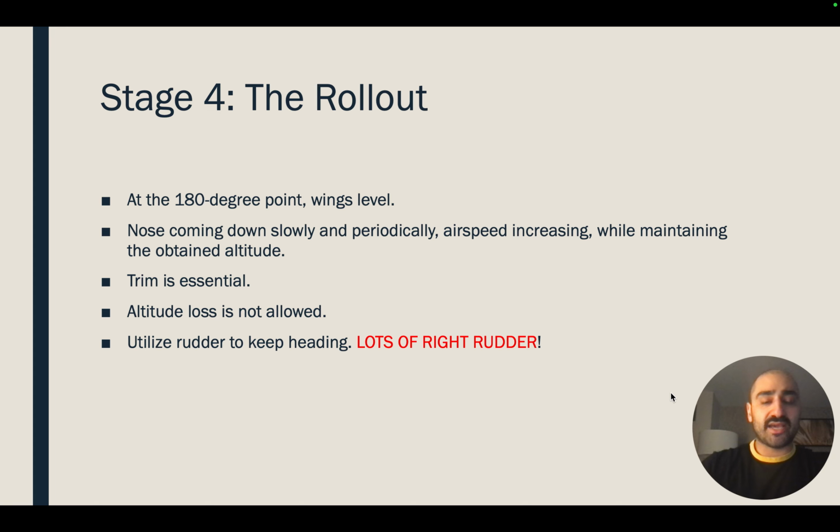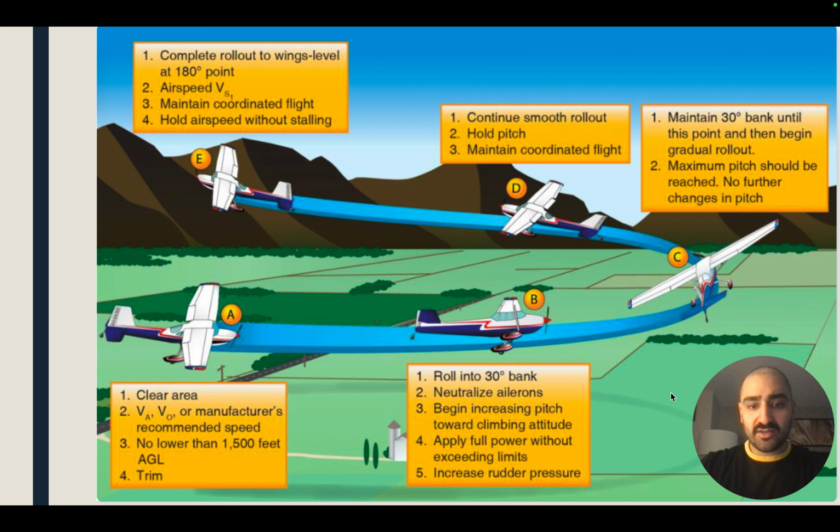Stage 4 is the rollout. At the rollout point, we're at 180 degrees of turn. We want to go wings level and then slowly start putting the nose down in different stages. While we're doing that, we're going to trim. Trim is going to make this maneuver a lot easier and a lot more enjoyable. And we cannot lose altitude. And we'll use the rudder, of course. Always we are using the rudder in this maneuver. Here's a nice little picture of what it looks like.